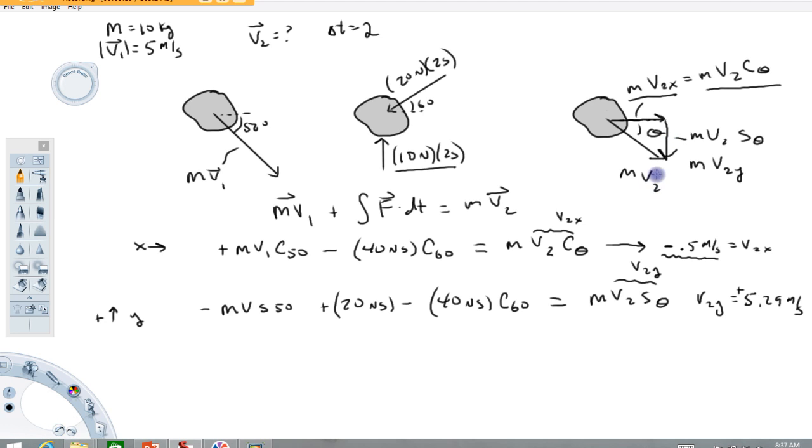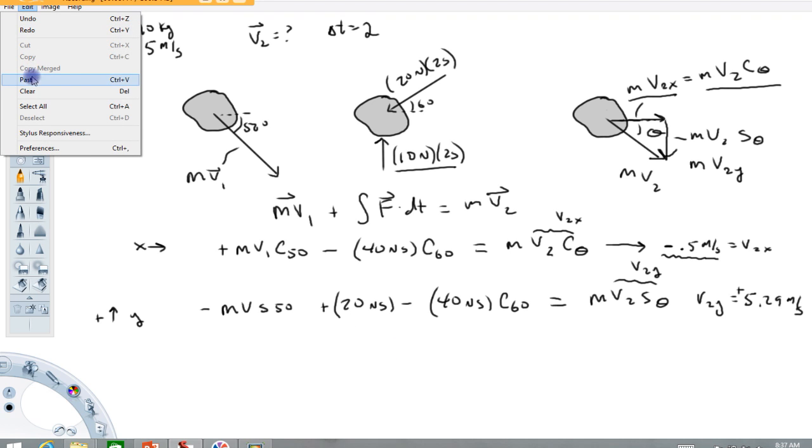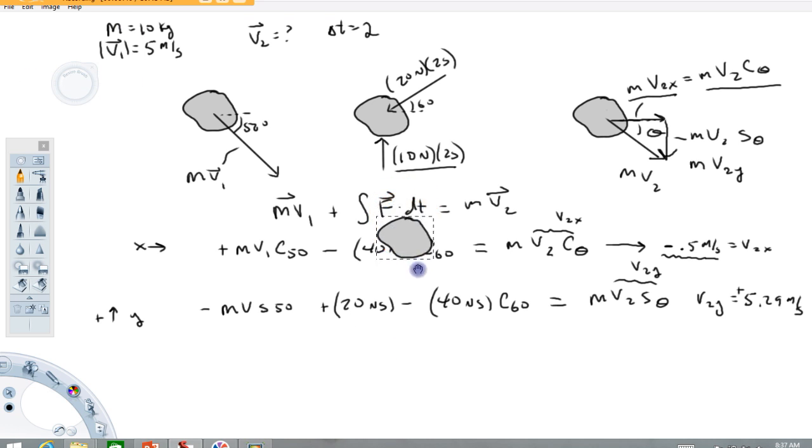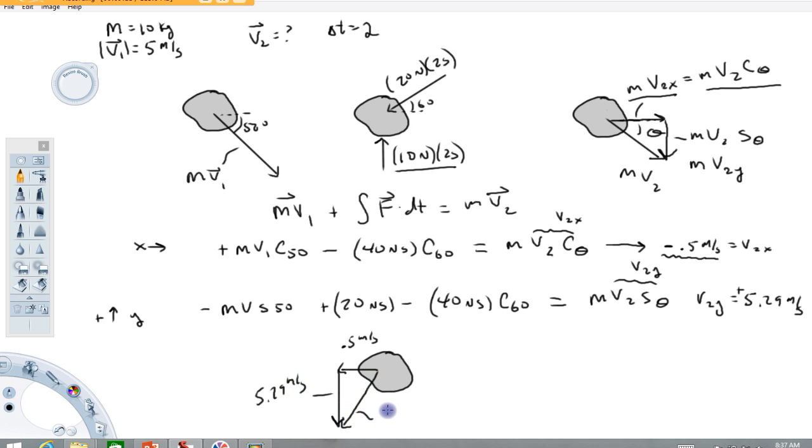So the v2, the final velocity of this particle, is 0.5 meter per second left and 5.29 meter per second down. I'm not going to quite get this to scale because I didn't have the room. So the net velocity vector is looking something like this.